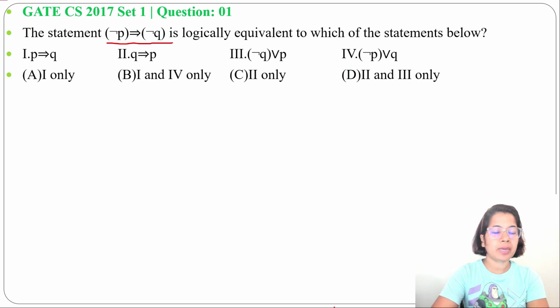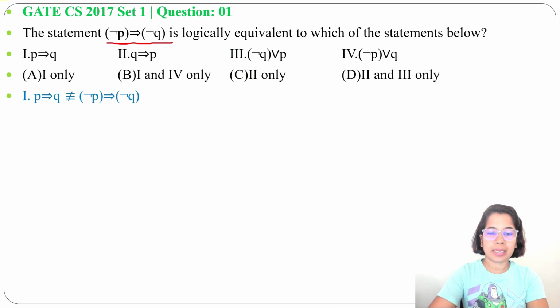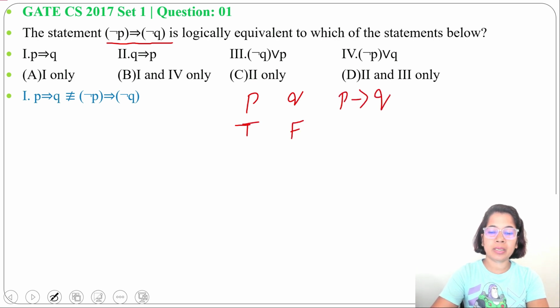So let's check one by one. Statement 1, P implies Q. P implies Q is not logically equivalent to negation P implies negation Q. Just take an example. When P is true and Q is false, now P implies Q will be false. True implies false, it will be false.